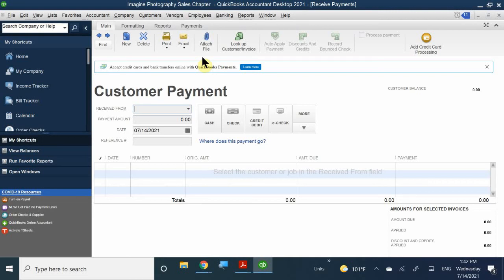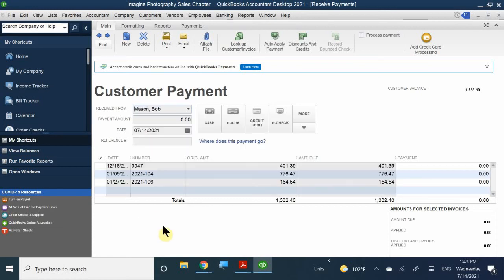This example tells us that we're going to be receiving a payment from Mr. Bob Mason. Okay, so first thing we've got to do is type in Bob Mason. There he is, Bob Mason. And what you're going to notice is, boom, it formulates that Mr. Bob Mason owes us 3 total invoices. Now, the check that he sent us is going to be for the exact amount of $401.39. So from there, we can already tell which check this amount is for.